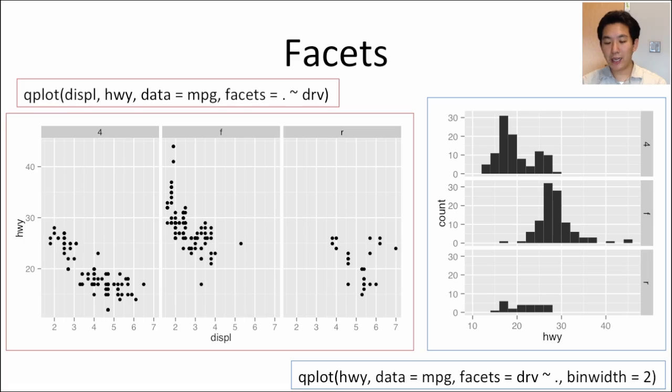On the right-hand side, in the plot outlined with the blue box, I've got three histograms. Notice that I put the DRV variable on the left-hand side of the facets argument now, so that indicates I want three separate rows. But because there's nothing on the right-hand side of the tilde, I have no extra columns. I just have the one column for the three plots. And now I've got the three histograms. You can look at the highway mileage divided up by the three groups.